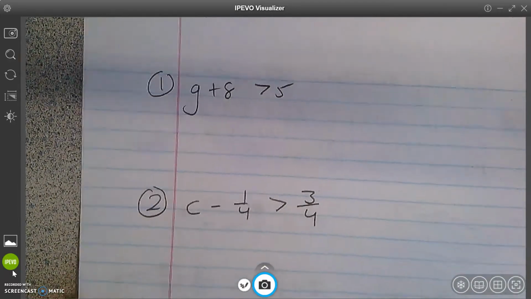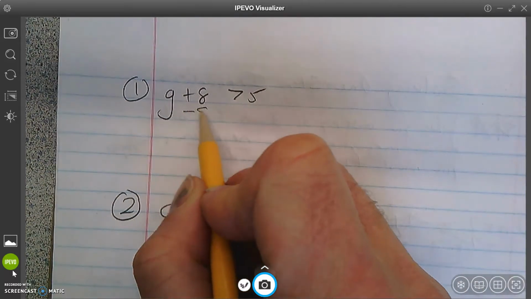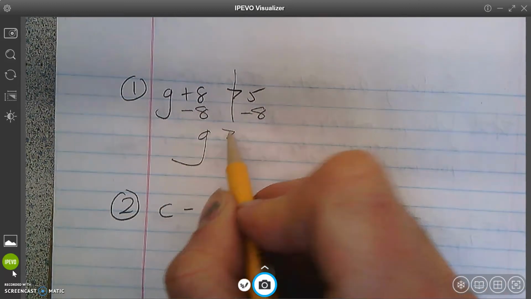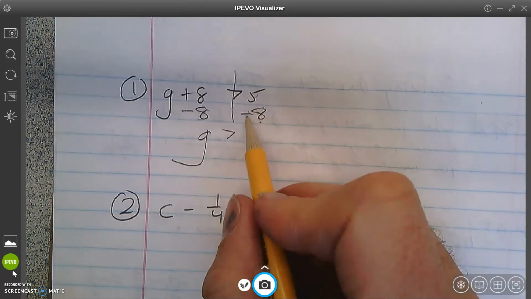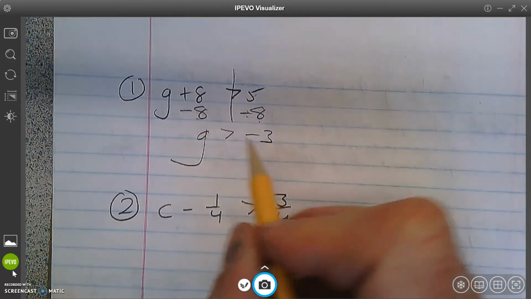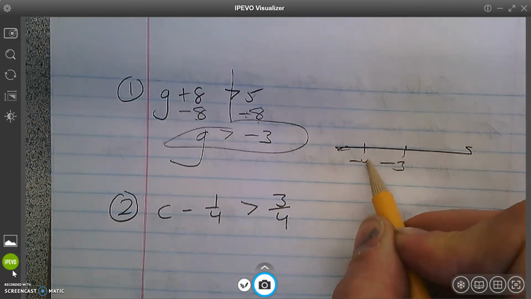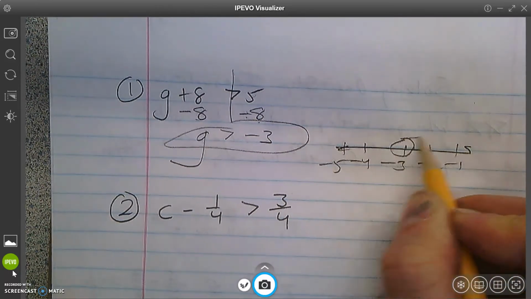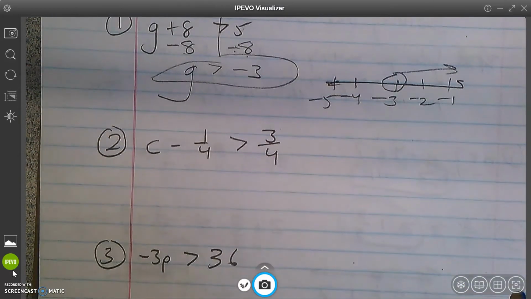You try now. Try and solve number 1. What do you get? Ready, set, go. Yeah, subtract 8. So G is greater than, I'm not multiplying or dividing by a negative, 5 minus 8. If I have $5, I lose 8. I'm down 3. So G is greater than negative 3. There we go. Ooh, this one, number 2. Try this one. Ready, set, go.